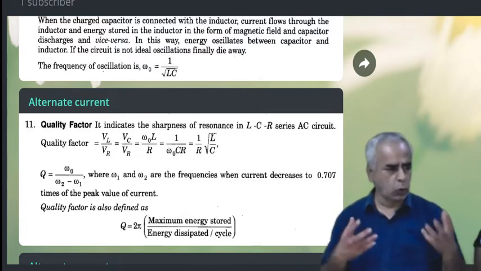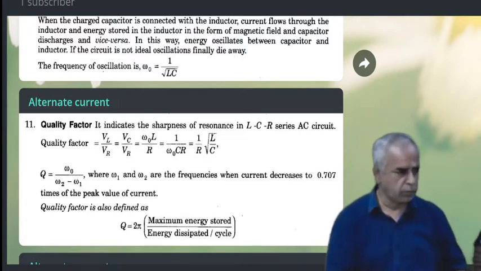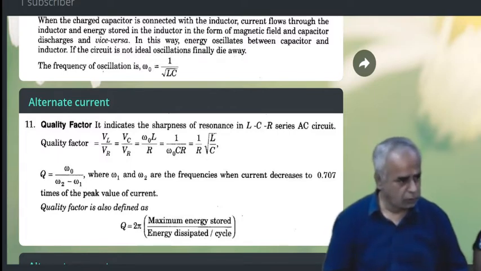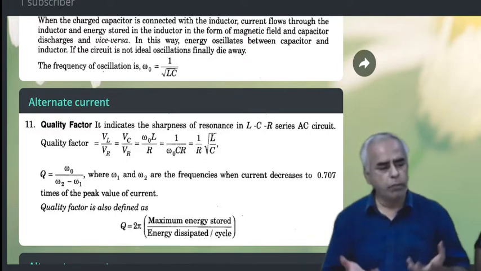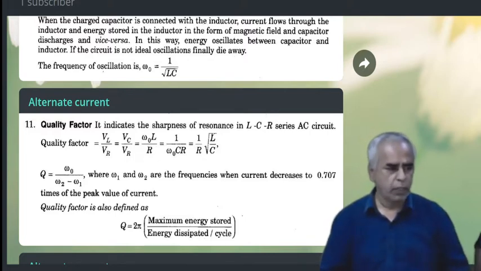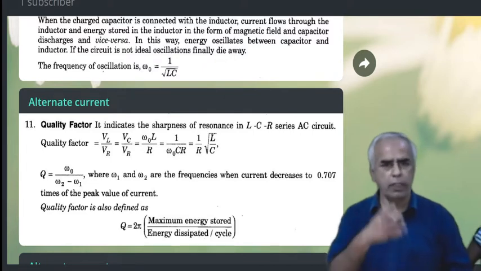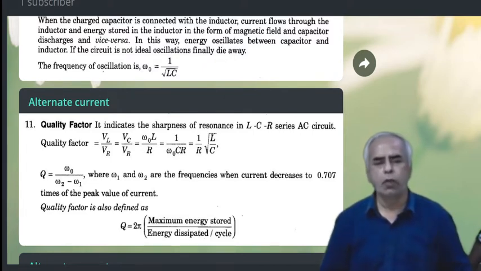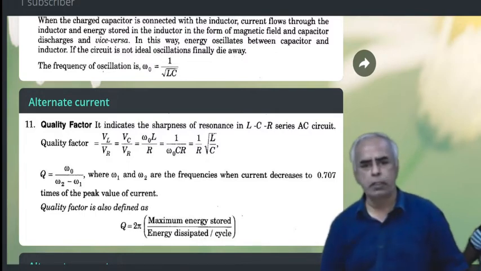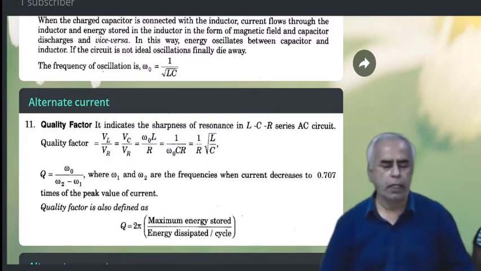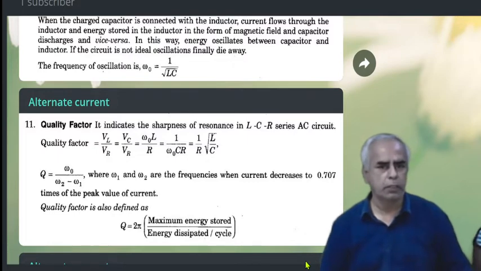So energy stored, for example, you are saving some money, but you have to spend it, is it not? The quality factor is dependent on how much money you have saved and how effectively you have spent this money per cycle. Okay, so similar to that, Q, the quality factor, is given as 2 pi into maximum energy stored divided by energy dissipated per cycle. Do you understand this point?